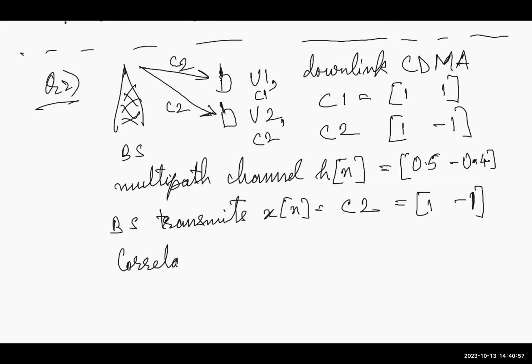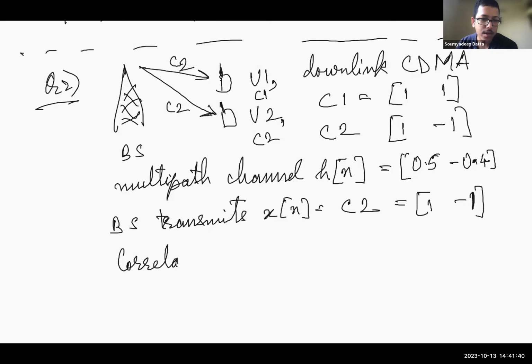Excuse me, I just have a query. With user 1 and user 2, to find the correlation you have to do something first. Before computing correlation, you have to find the received signal at both users. That is nothing but x[n] convolved with h[n]. So this you have to compute. We have 1, minus 1 convolved with h[n], which is 0.5, minus 0.4.